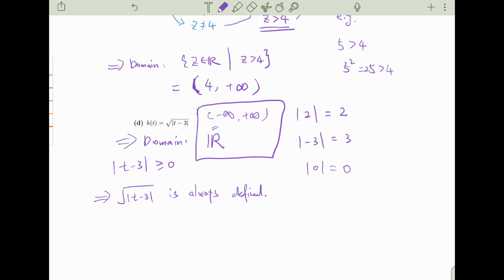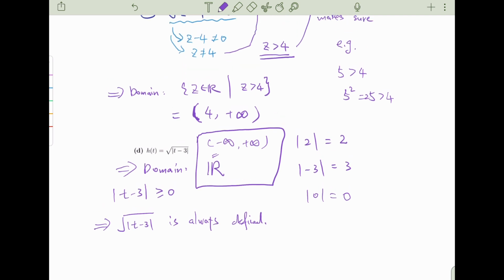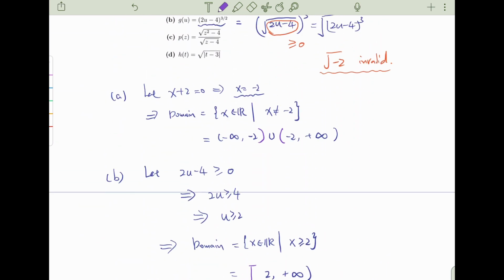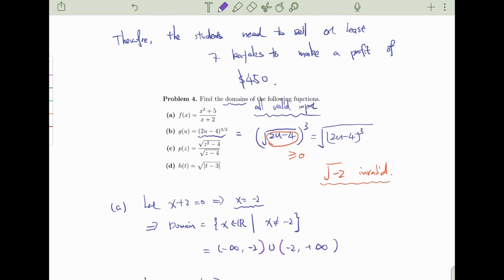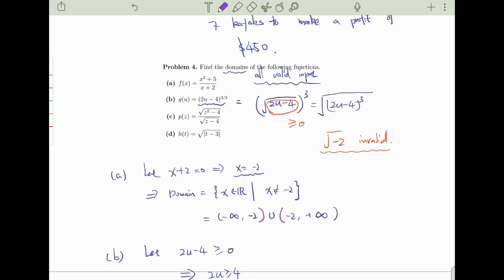So that is our question D. The domain is all the real numbers. Okay, you can use this letter R or the interval from negative infinity to positive infinity. So we have finished question 4 here, and I think that's it.